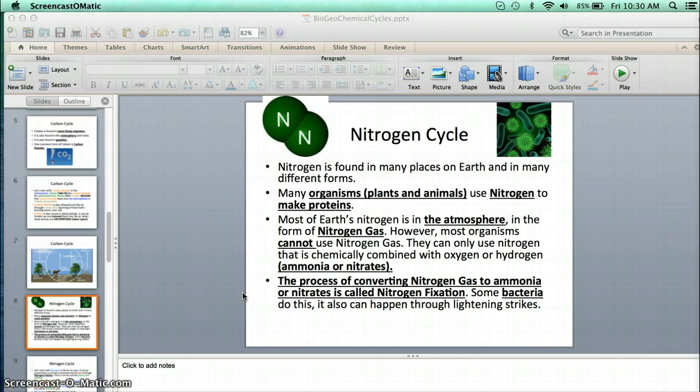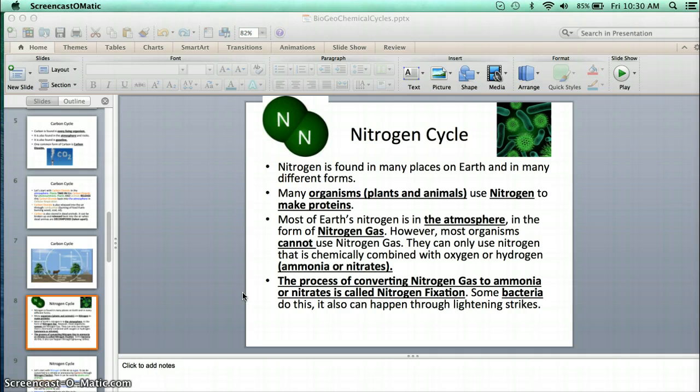Most of Earth's nitrogen, however, is in the atmosphere, and it's in the form of nitrogen gas, so literally two nitrogen atoms chemically bonded to each other in a gas form. However, most organisms cannot use nitrogen gas to make proteins. They need to use nitrogen in another form. They can usually only use nitrogen that's chemically combined, so bonded, with oxygen or hydrogen.